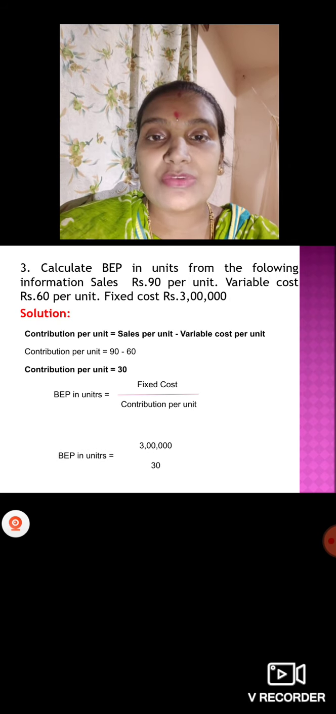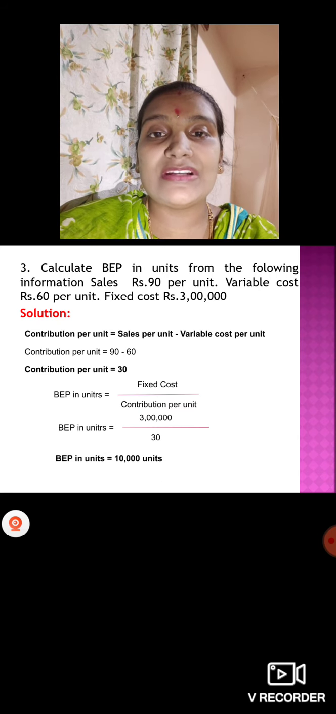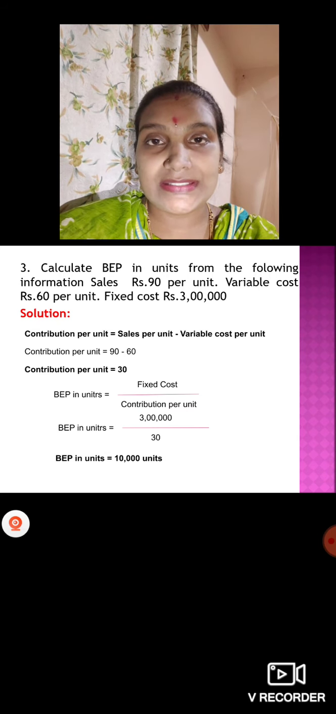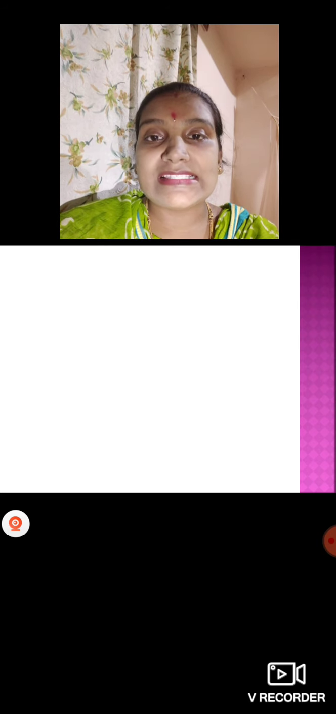Okay, so break-even point in units, fixed cost divided by contribution per unit you should consider. So fixed cost, how much we have? 3 lakh divided by contribution per unit we have calculated as 30 rupees. Okay, so break-even point in units, how many units you will get? 10,000 units here. Okay, so how to calculate break-even point in sales now?